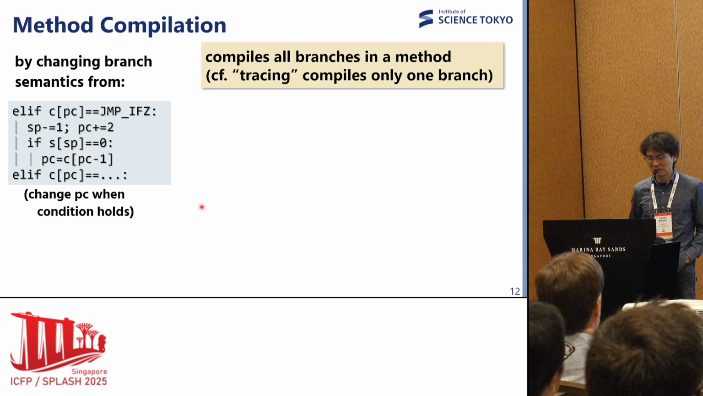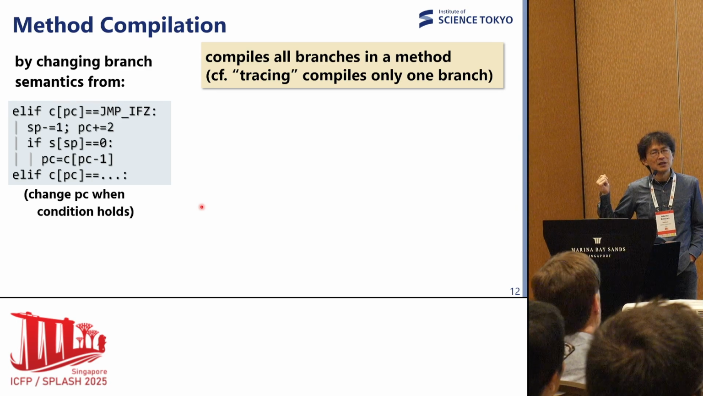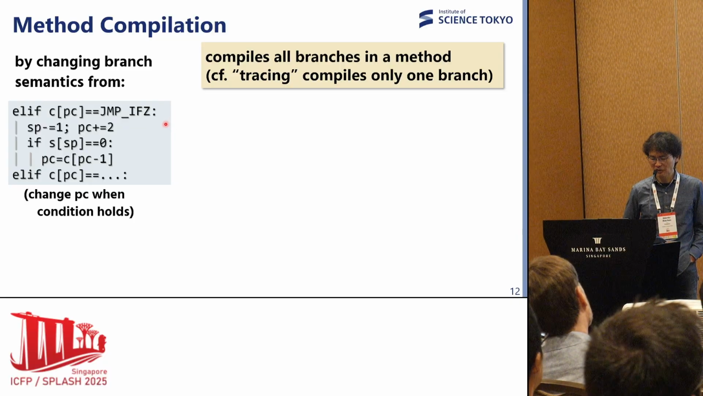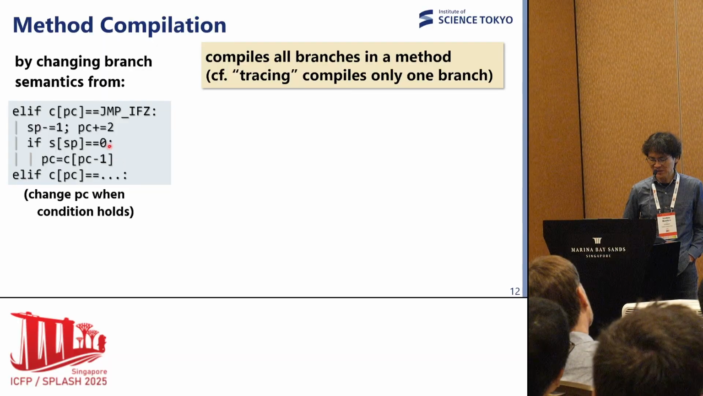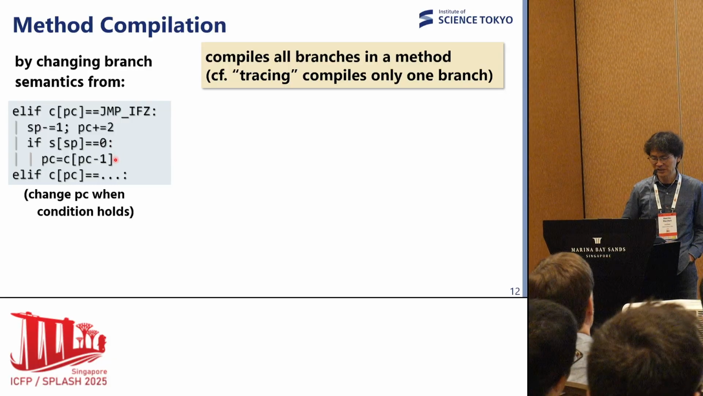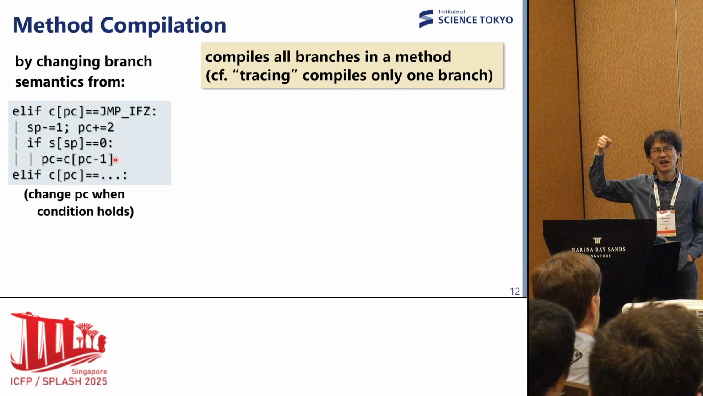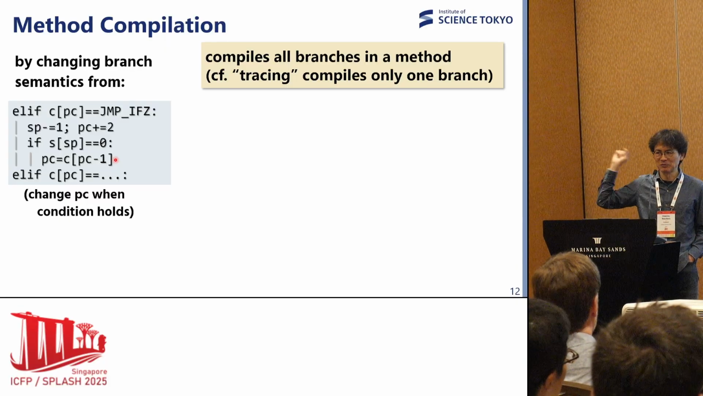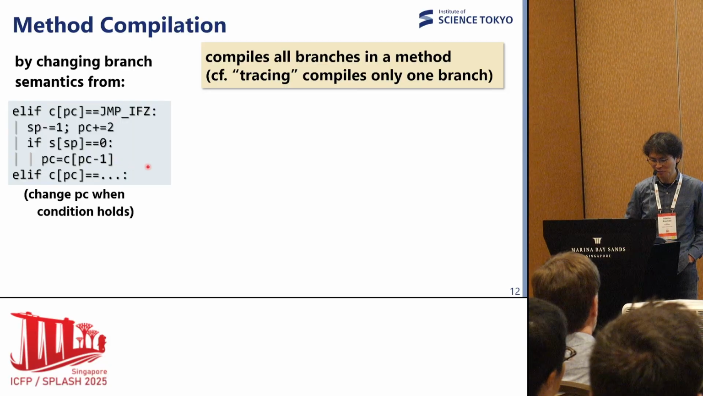Let's see how we can do that by changing the semantics of branch. Here is the semantics of the branch instruction, conditional jump if 0, which basically checks whether the top of stack is 0, and if it is 0, updates the program counter to the jump target. Very simple and very clear to you, I hope.